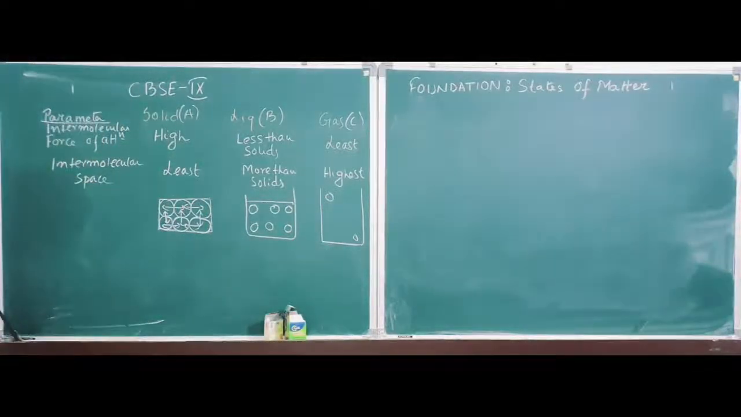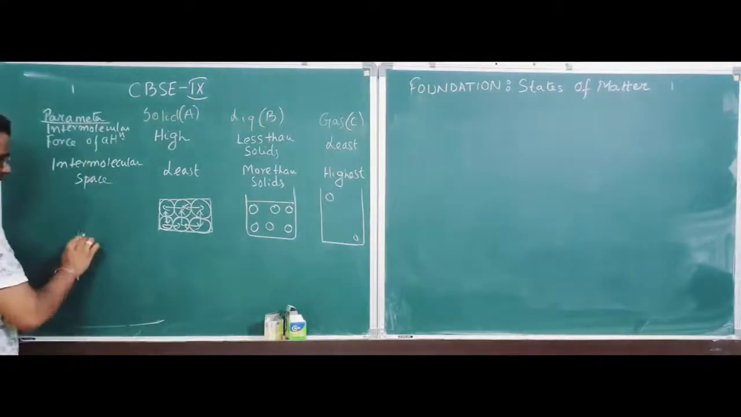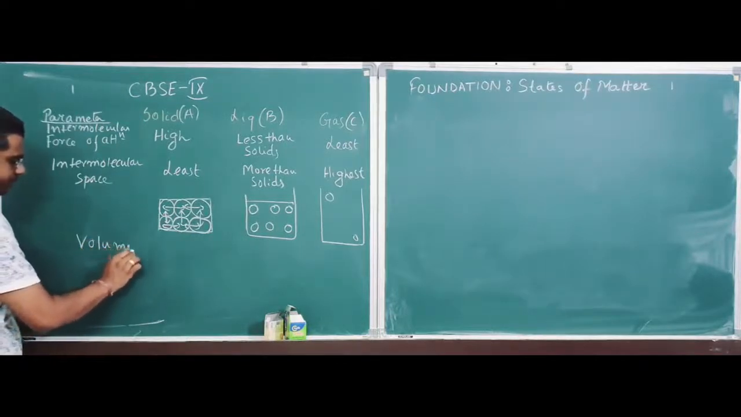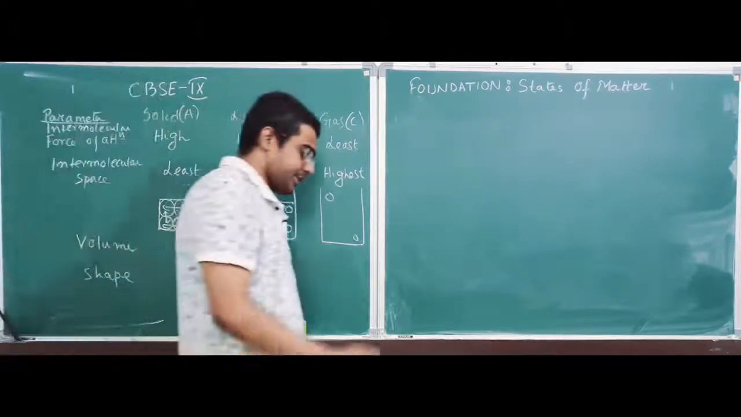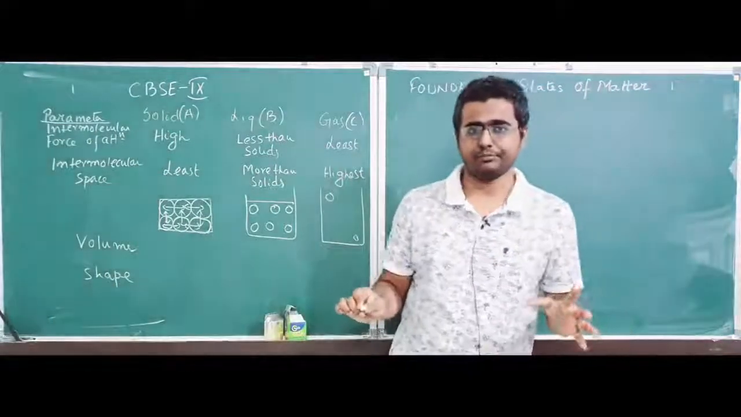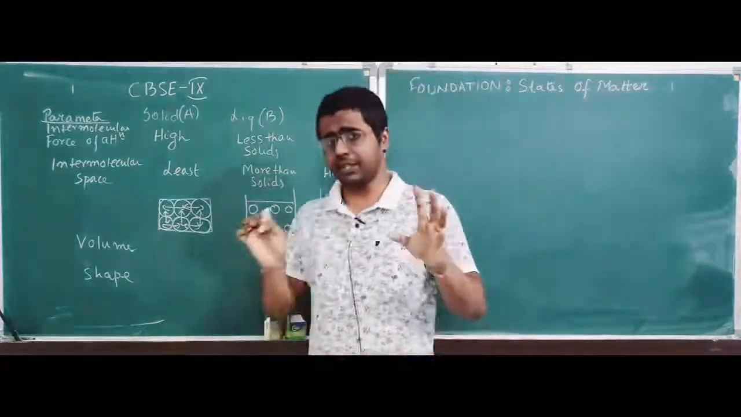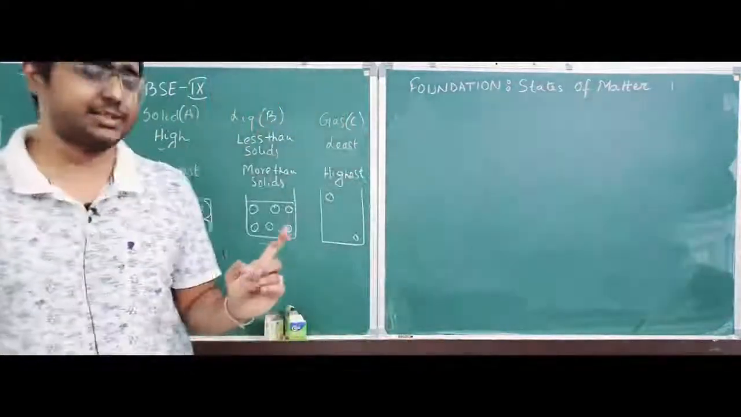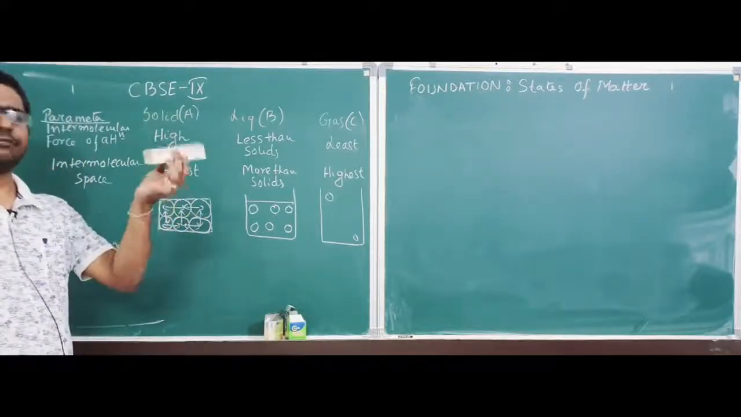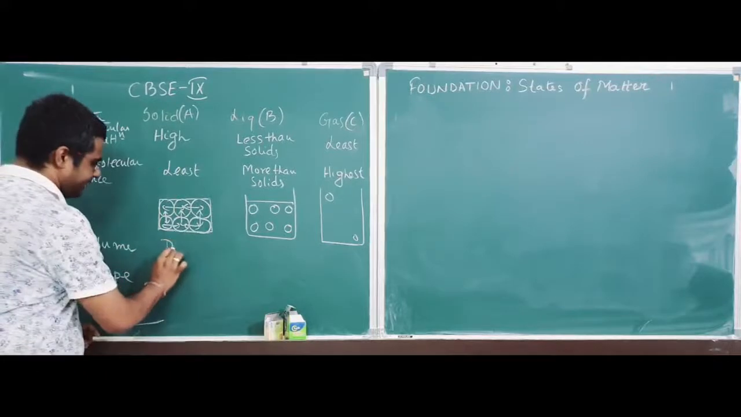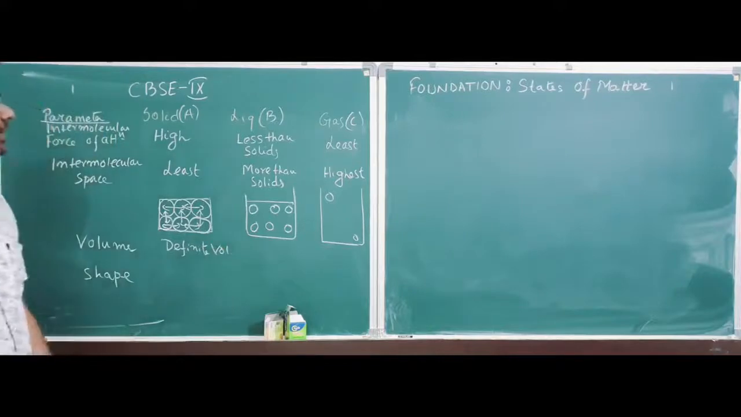Okay, now coming to the next part, with these two important parameters we can definitely compare volume and shape. Remember, volume is a very important parameter. In books it is written definite volume, no definite volume, those sort of things, but it is a very important parameter. It becomes very important in case of gases, I will tell you. Well, in solid, definite volume is there. So we can write definite volume.